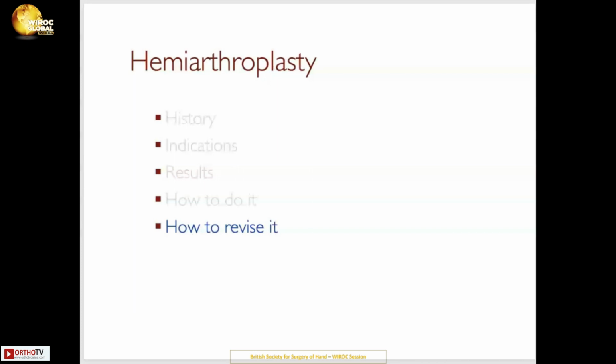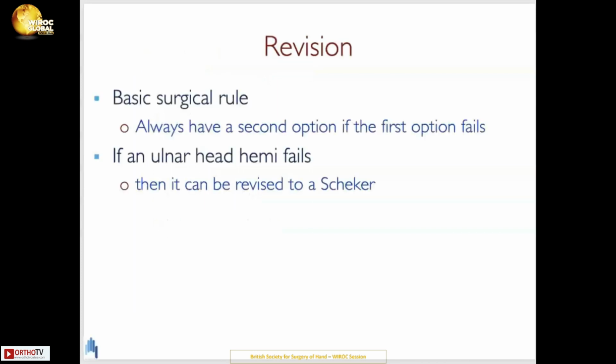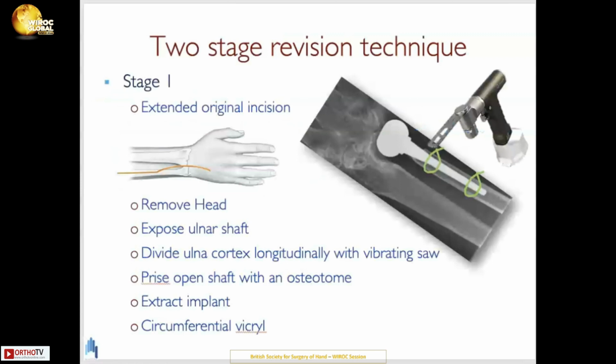Now, how do you revise a hemiarthroplasty? You know, as a basic surgical rule, anywhere in what we do as hand surgeons, always think about plan B. Always have a second option if the first option fails. And if an ulnar head hemi fails, we can now revise this to a Shecker. So here's the two-stage revision technique for you. Extend the original incision, watch that nerve.